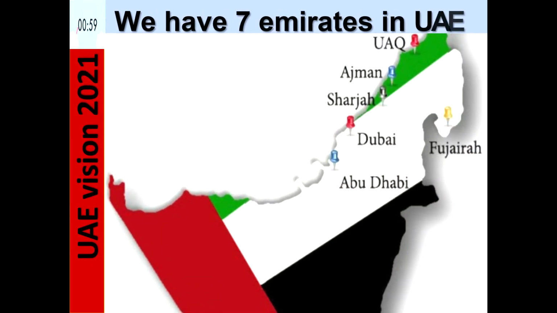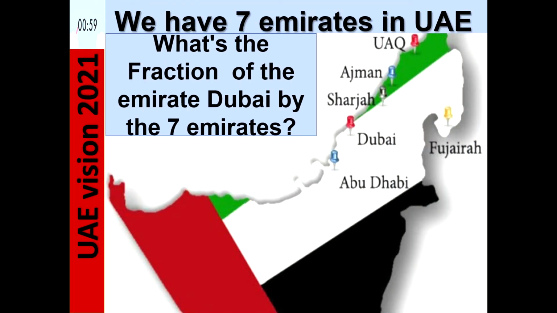Okay, we have 7 Emirates in the UAE. So the question is, what's the fraction of the Emirate Dubai out of the 7 Emirates? It is kind of complicated, so I will say the question one more time. We have 7 Emirates in the UAE. What is the fraction of the Emirate Dubai out of the 7 Emirates? If you need more time to think, you can pause the video.